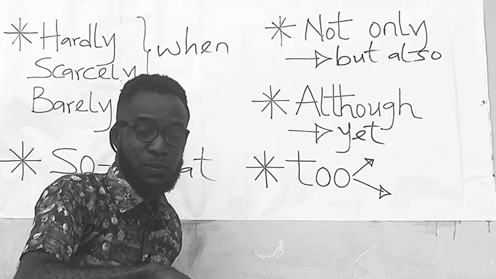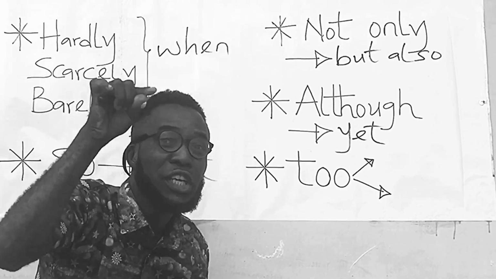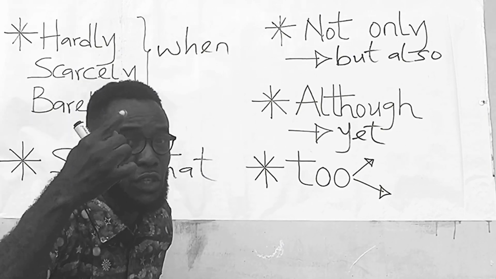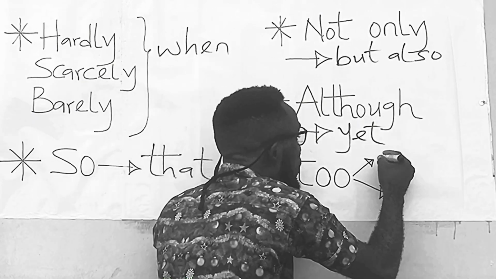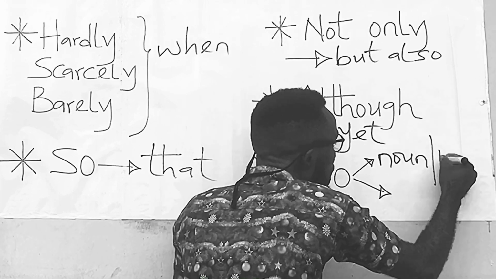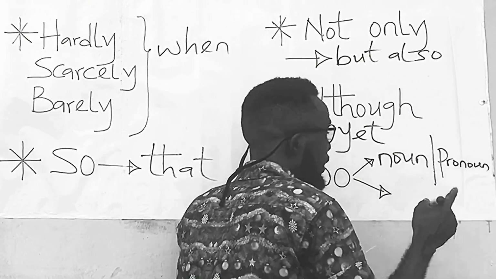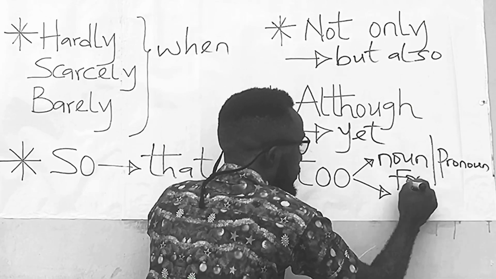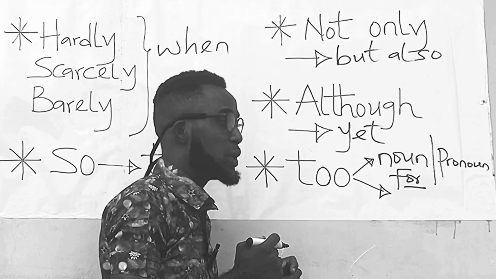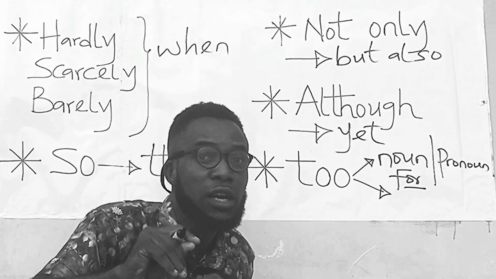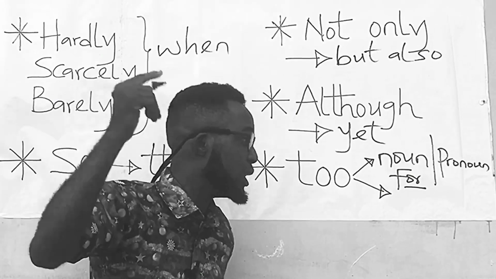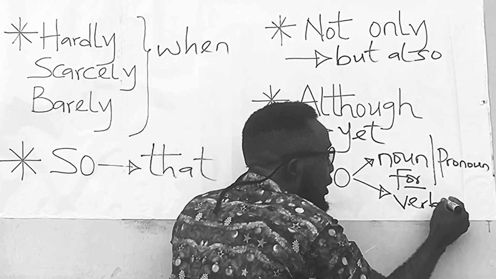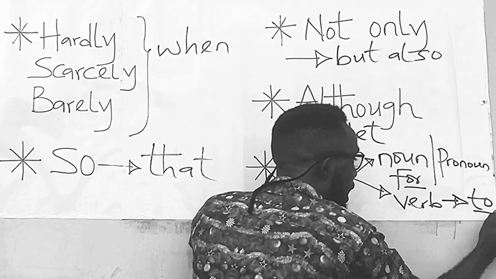Depending on what comes immediately after the gap they want you to fill in the question: if what comes immediately after the gap is a noun or a pronoun, then the word "too" collocates with the word "for". But if what comes immediately after the gap is a verb, then the word "too" collocates with the word "to", spelled T-O.